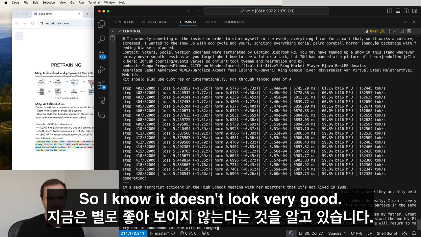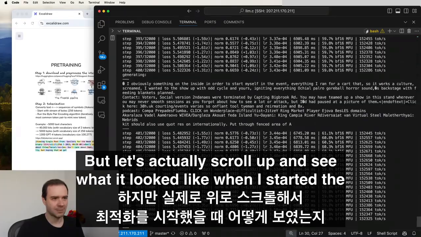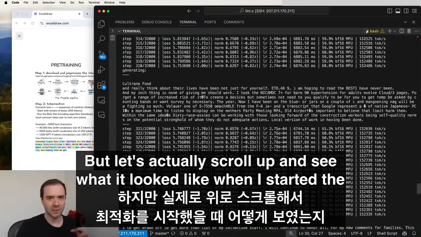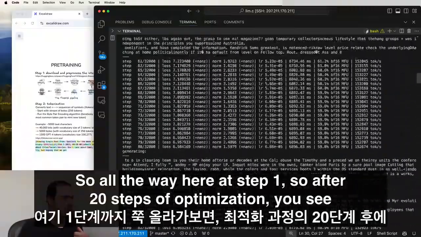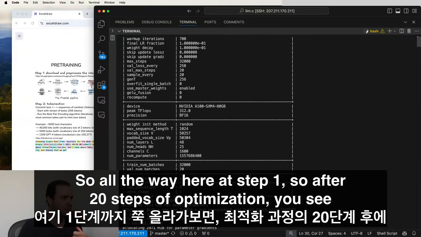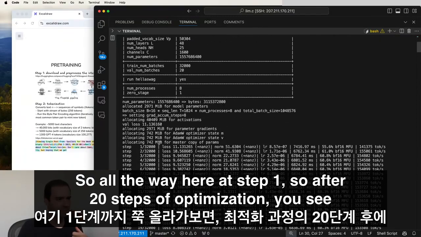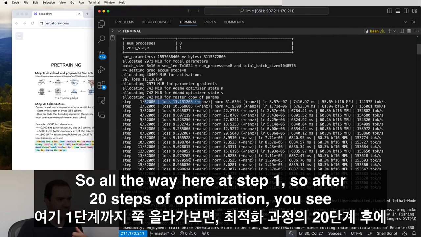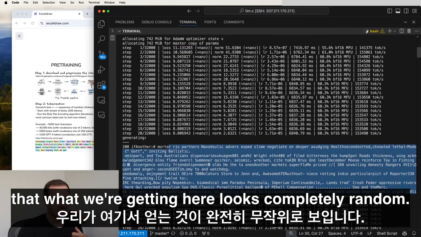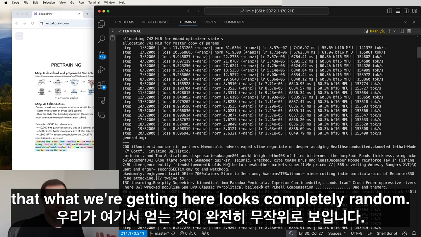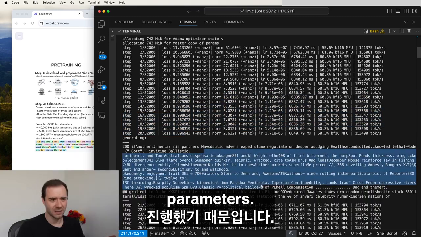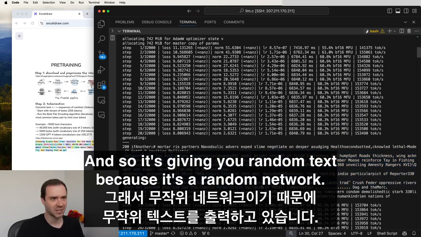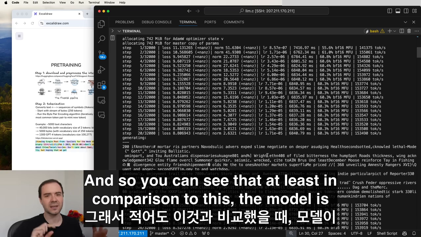I know it doesn't look very good, but let's scroll up and see what it looked like when I started the optimization. So all the way here at step 1. After 20 steps of optimization, you see that what we're getting here looks completely random. Of course, that's because the model has only had 20 updates to its parameters, so it's giving you random text because it's a random network. At least in comparison to this, the model is starting to do much better.